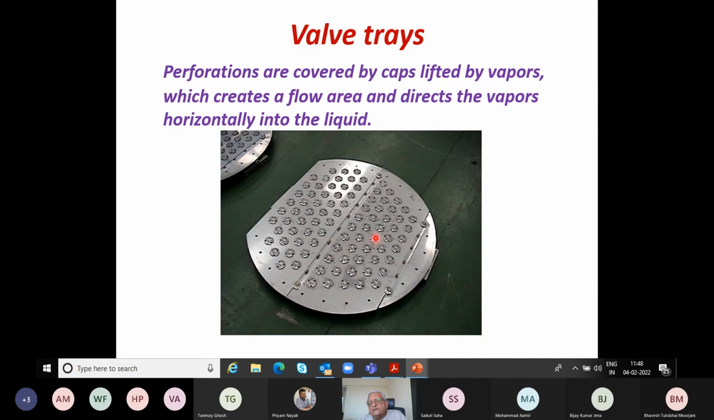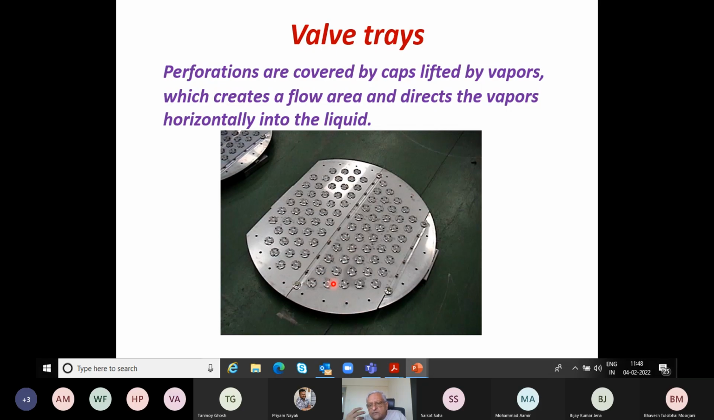Depending upon the vapor velocity, it might get raised higher or lesser. That creates the aperture through which the vapor goes sideways and then bubbles through the liquid on the tray. So it creates a flow area. These are very, very common and very popular trays. In fact, most of the distillation columns that you will see would have valve trays.